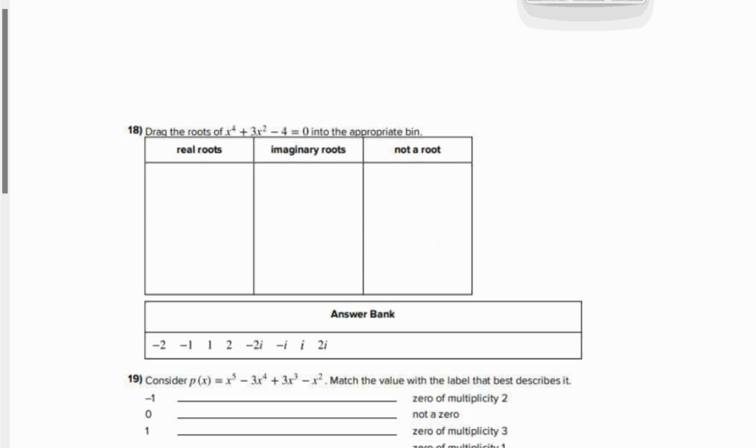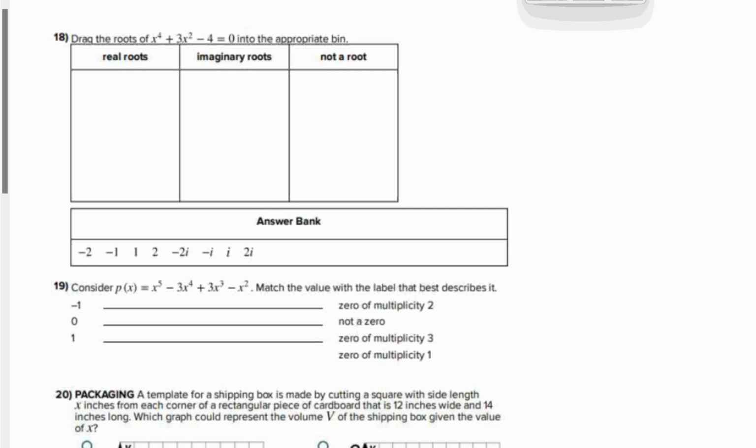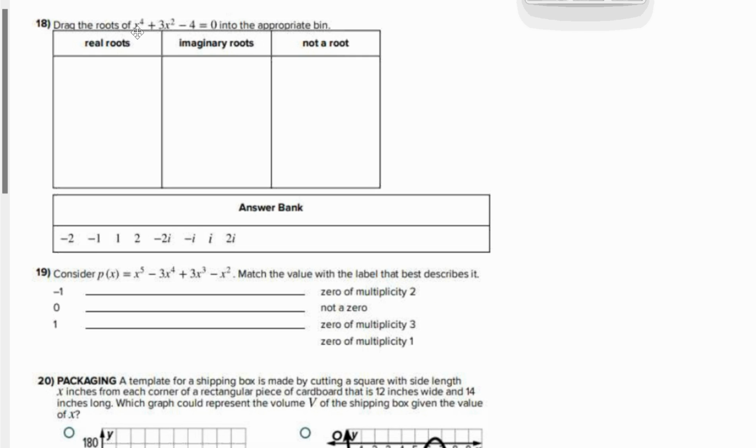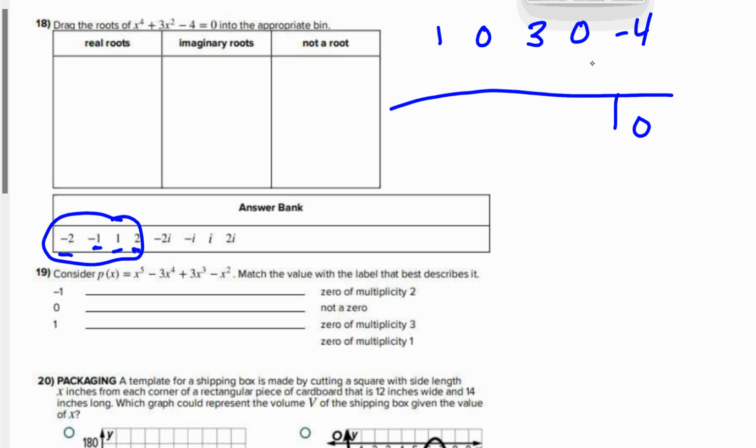Okay, looking at 18, we're going to find out which ones are positive, imaginaries, or not roots at all. So looking at this, we could do synthetic division. We could make sure we have our 1, 0 for x cubed, 3 for x squared, a 0 for an x, and then our constant. Right, and I could run these answers through, especially the real ones, to see if any of these real numbers are actually roots or solutions. Right now I'd want a 0 at the end when I run through synthetic division.